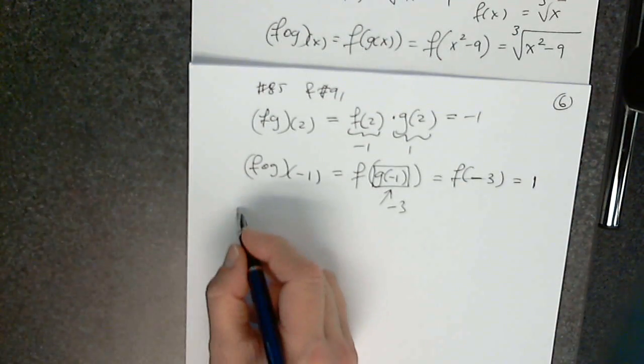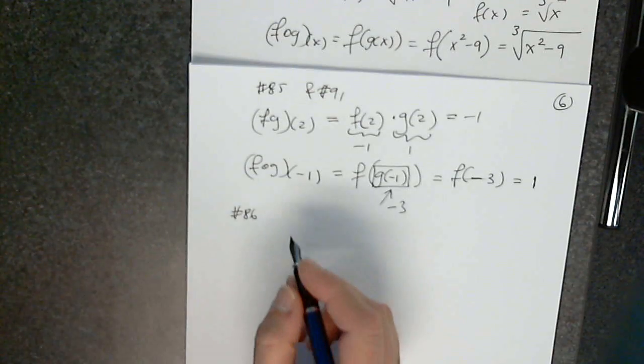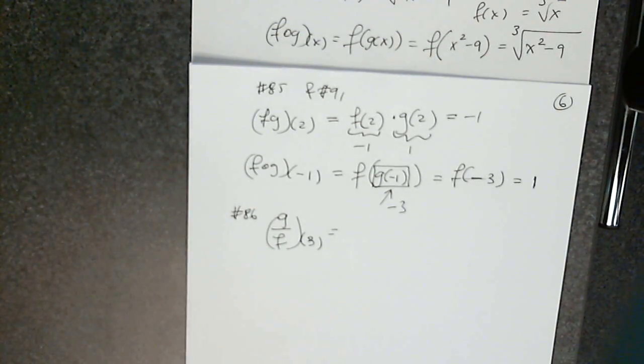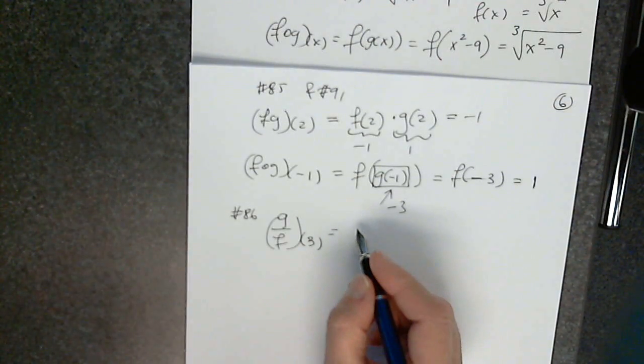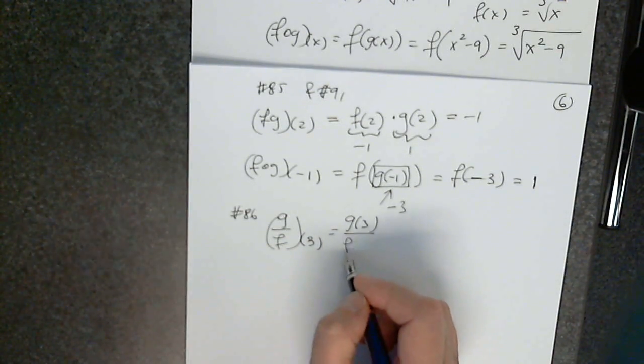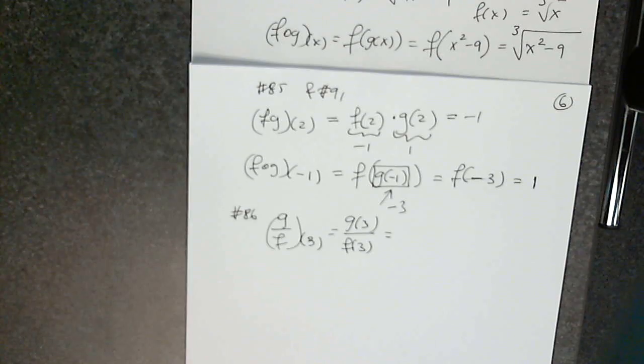Let's say 86. So G over F of 3. First, what does this mean? The definition. This is G of 3, excellent, over F of 3, excellent. So let's go. This is the top graph. G is in purple. G of 3, please. Negative 3. G of 3. G is in purple.